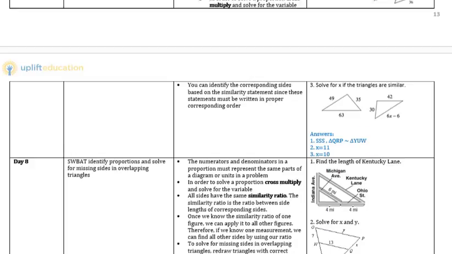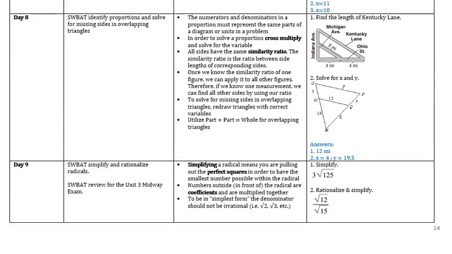Okay, so day 8, you're looking at proportions and solving for missing sides and overlapping triangles. This goes into similarity as well. I would suggest either rewriting the triangles so that they're separate from each other and then color coding the similar sides, or somehow marking it up with colors or however you choose.